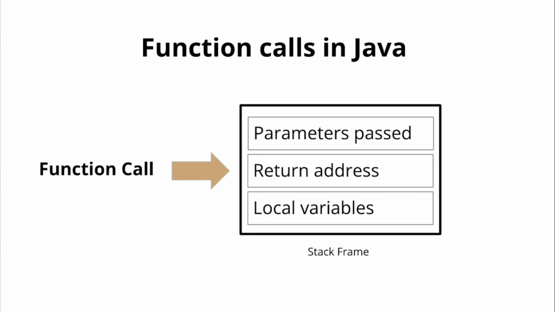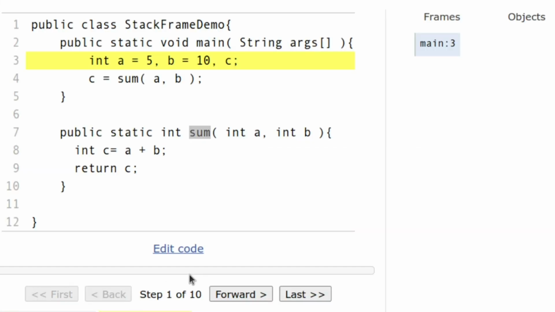Let us consider an example to illustrate this concept. So let's consider an example. Let's say we have a function sum which accepts two parameters a and b, computes their sum in the variable c, and returns the sum. This function is being invoked from our main method, that is from line number 4. When we'll call the function, the stack frame for the sum function will be created and pushed onto the stack.